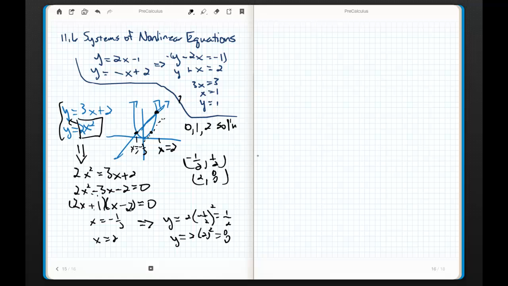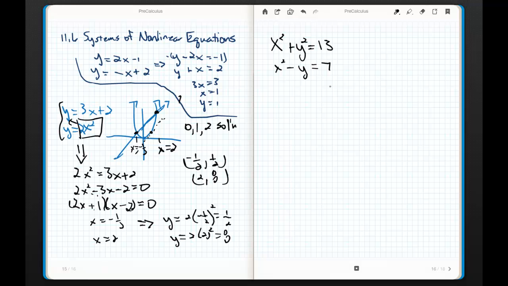Now, watch how ugly this can get, though, if you're not really, really careful. How about this one? I actually stole this one out of the book because it's kind of fun to look at. We go x squared plus y squared equals 13, and x squared minus y equals 7.